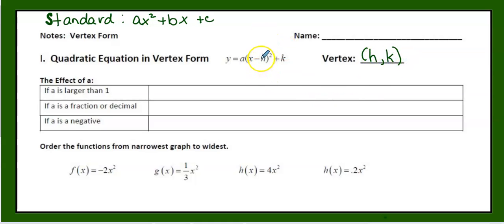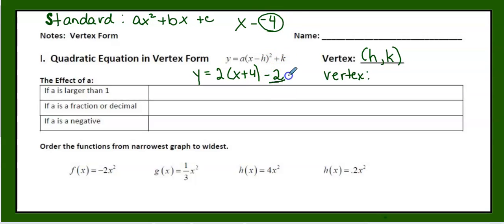Now let me show you, because we have an x minus h here, it's a little bit tricky, but it's not too bad. So let me just give you a real world example. So let's say we had y equals, let's do 2 times x plus 4 squared minus 2. And we were asked to write the vertex. So this is in vertex form. Now, because it's x minus h, x plus 4 is x minus negative 4. So the vertex would be negative 4 and negative 2.